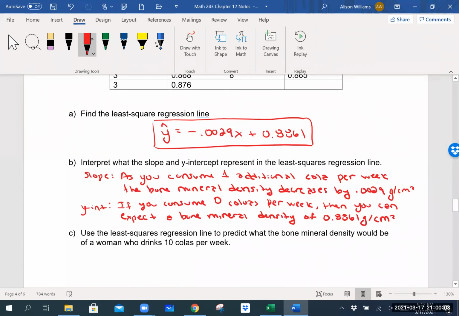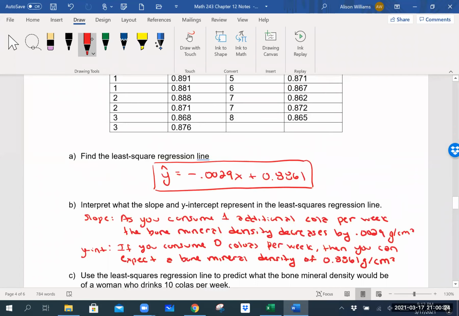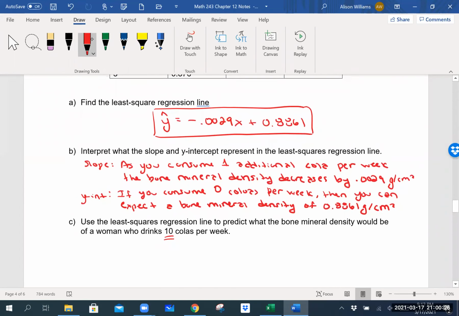All right, so let's use the least squares regression line to predict what the bone mineral density would be. And then I'm going to show you how to do the least squares regression line on Google Sheets. Okay, so to make a prediction, we're interested in finding out 10 colas per week, what that's going to give us, which was not data measured, right? So we're using this to actually make a prediction. So that means I'm going to plug 10 in for x.